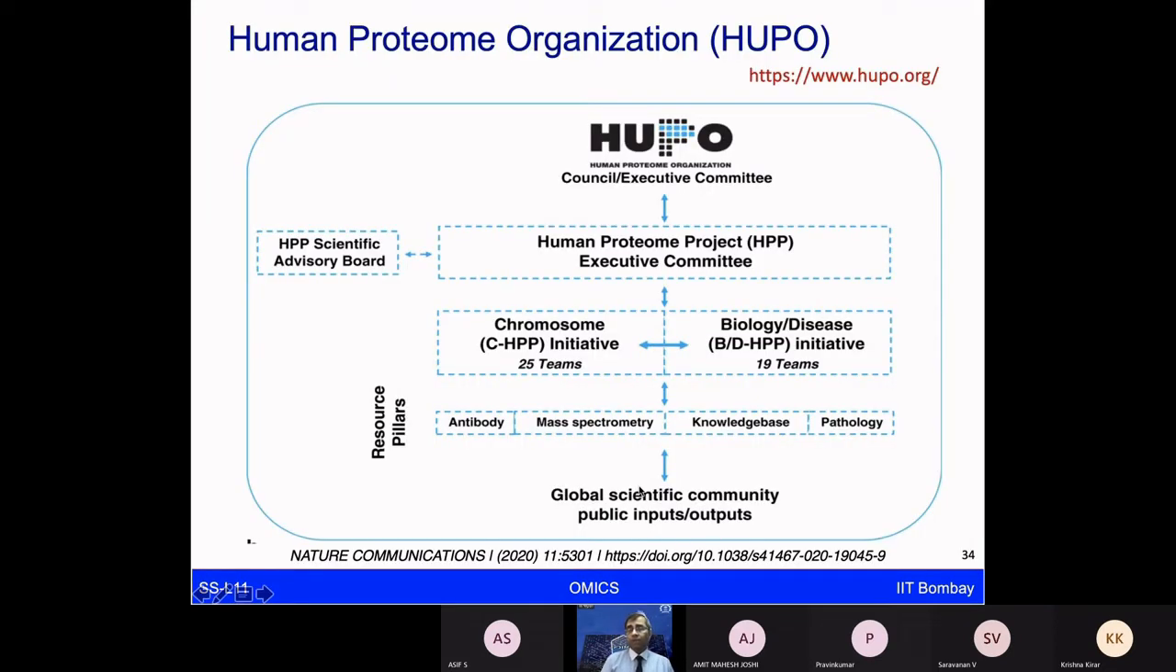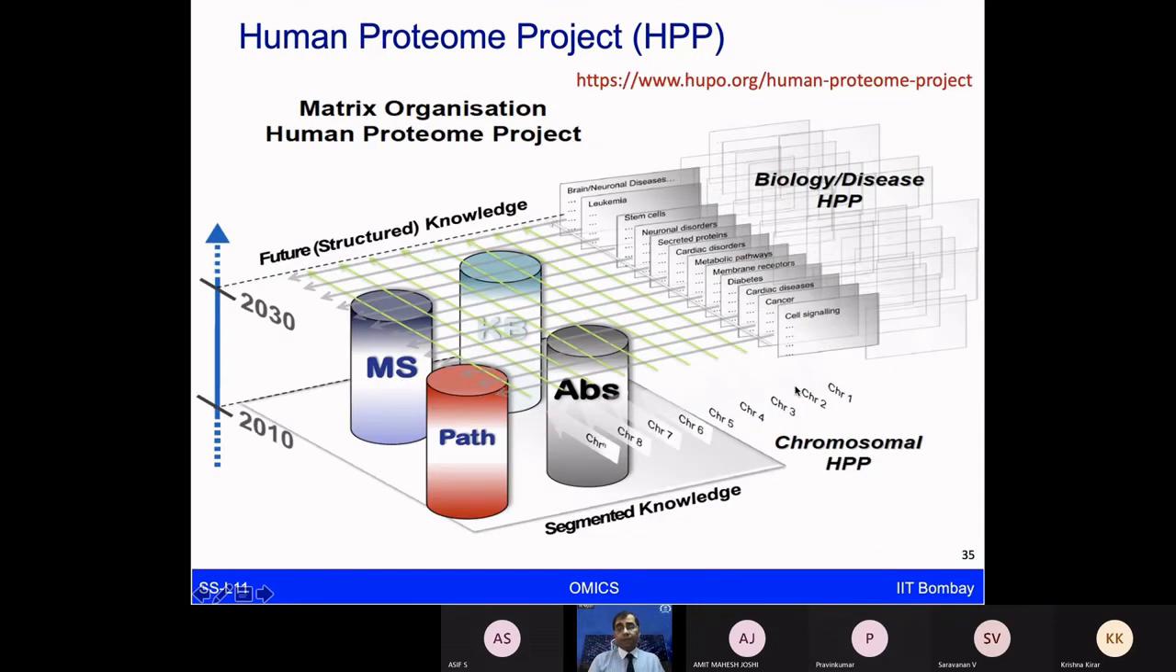First of all, the area which we work on is proteomics, where the organization is the Human Proteome Organization. To get more detail, you can go to the website hupo.org. This organization provides an umbrella for various initiatives of the Human Proteome Project, and there are different teams involved for the chromosome-centric Human Proteome Project and the biology and disease-driven Human Proteome Project. There are different clusters where scientists work in different areas, from mass spectrometry technology to the knowledge cluster, to using antibodies or looking at pathology pillars.